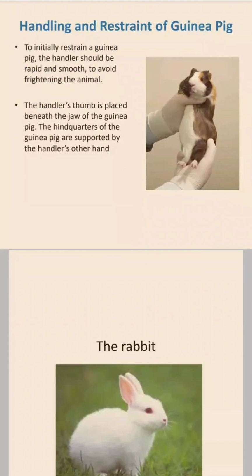Now you can see the handling and restraint of the guinea pig. To initially restrain a guinea pig, the handler should be rapid and smooth to avoid frightening the animal. The handler's thumb is placed beneath the jaw of the guinea pig. The hindquarters of the guinea pig are supported by the handler's other hand, as you can see.